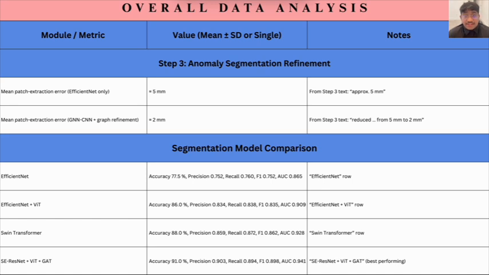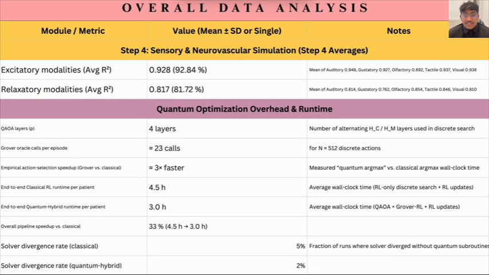Anomaly segmentation. Graph-based enhancements dropped lesion centroid error from 5 millimeters to 2 millimeters. Our combined model reached 91% classification accuracy with an F1 of 0.898 and an AUC of 0.941. Sensory and neurovascular simulations. Stimuli with high intensity explain nearly 93% of the heart rate variance for excitatory inputs and 82% for relaxatory ones, highlighting the model's strong predictive power and autonomic response. Quantum hybrid optimization. Our QAOA plus RL system cut tuning time from 4.5 to 3 hours per patient and solver errors from 5% to 2%.